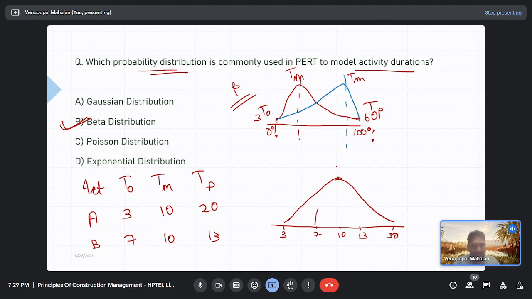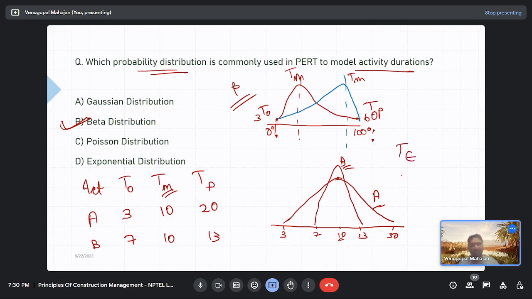For activity B, your curve would be like this, right? What does this mean? Even the most likely time can remain the same, but the spread is more, right? For activity A, either it could take 3 days or 30 days, but on an average it takes 10 days. For B, it could be completed in at least 7 days or at most 13 days, but can be done in 10 days. So how do we differentiate between these two?